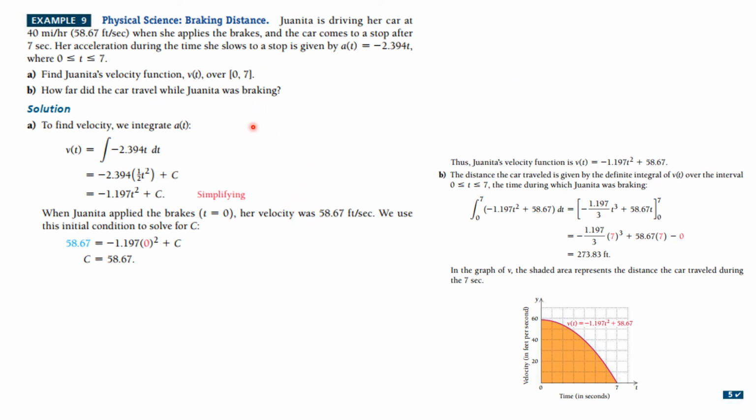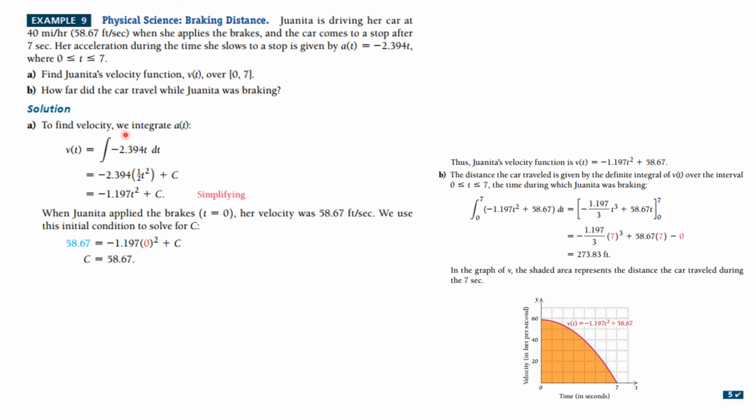So let's do an example here where that is being applied. This is dealing with braking distances. So you have someone named Juanita driving her car, and this is how fast she is driving her car. They give it in miles per hour and also feet per second. When she applies the brakes, the car comes to a stop after 7 seconds. So that was her braking time. Her acceleration during the time she slows to a stop is given by a of t, the second derivative, equal to minus 2.394 times t, where t is between 0 and 7. Find Juanita's velocity function, v of t, over 0 to 7.